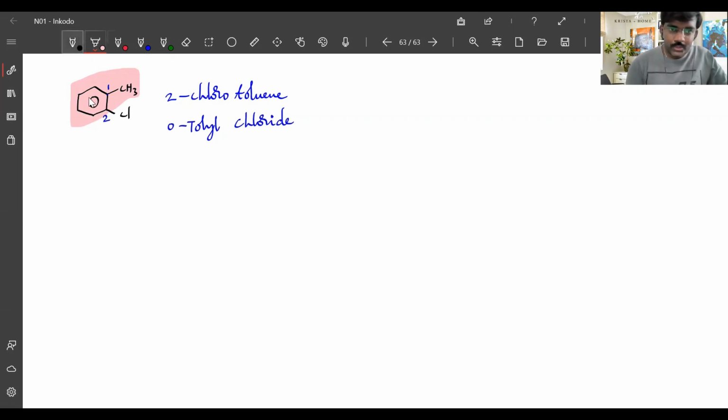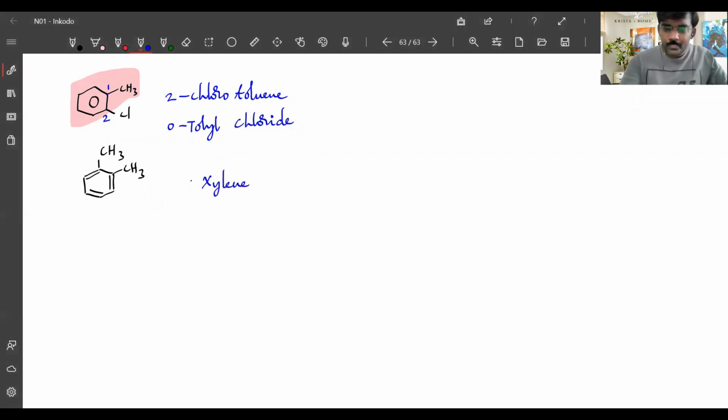Next, a few more examples we'll try. Suppose I have disubstituted benzenes like this. Two methyl groups I'm attaching on the benzene ring now. So this is two methyl groups on a benzene ring. We generally call it xylene. These compounds are called xylenes.